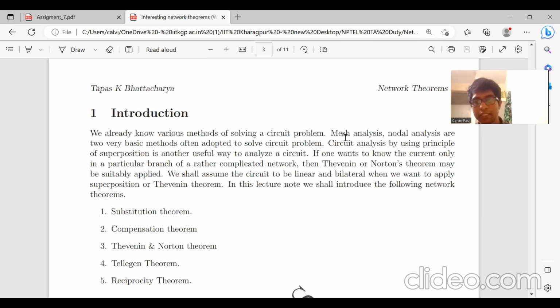The complex network can be simplified into a simpler network, which we can use to determine the current or the voltage using Thevenin's theorem or Norton's theorem. We will consider how to prove Thevenin's theorem and Norton's theorem. The proof will also be shown, so we can verify that this is a suitable method.